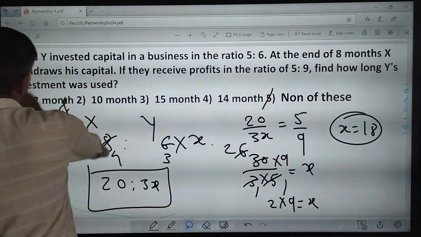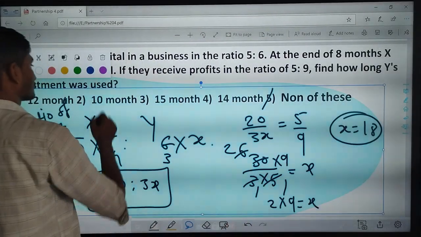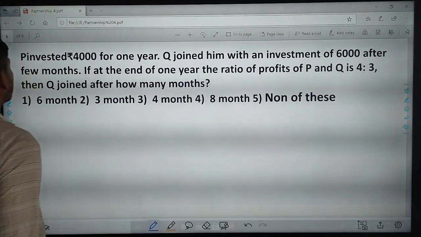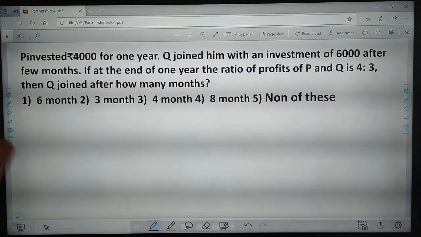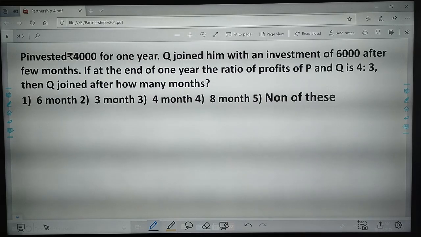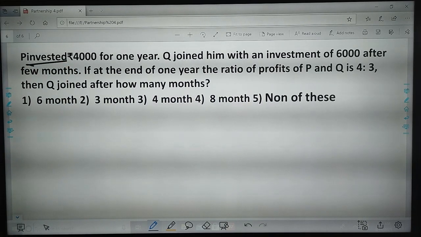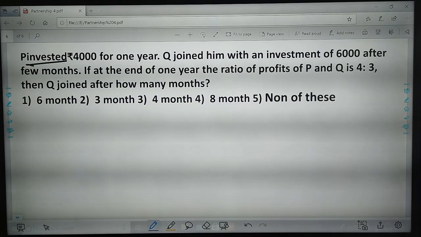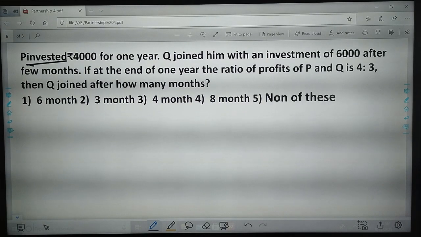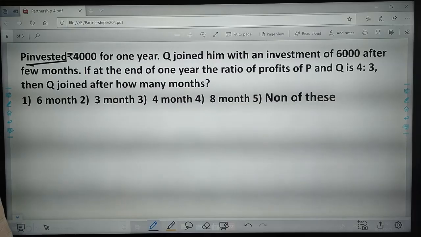Now next. P invested 4,000 for 1 year. Q joined him with an investment of 6,000 after a few months. If at the end of 1 year the ratio of profit of P and Q is 4:3, then Q joined after how many months?